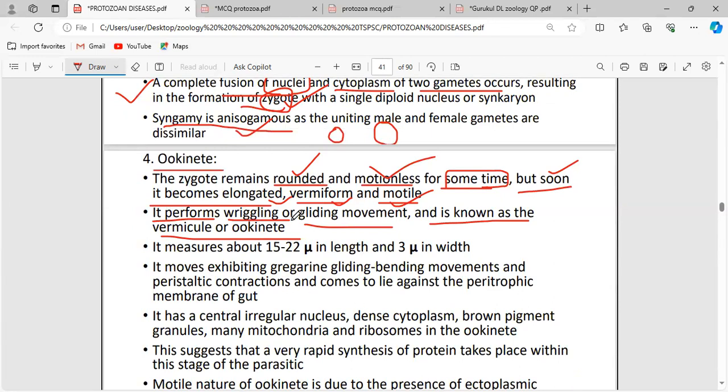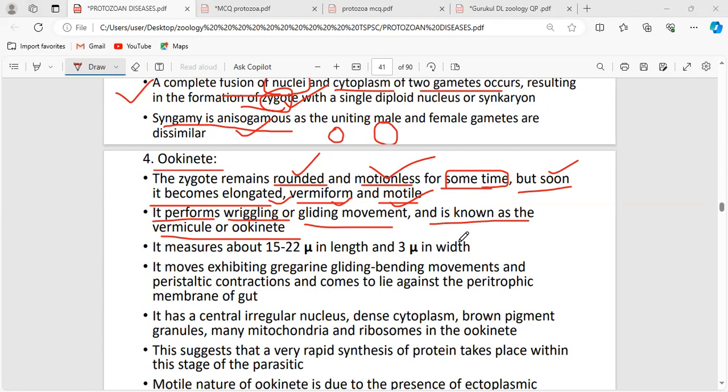And this performs a wriggling. One minute. Sorry, because of the external sound. Okay.